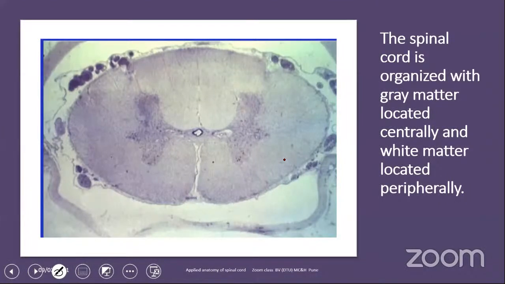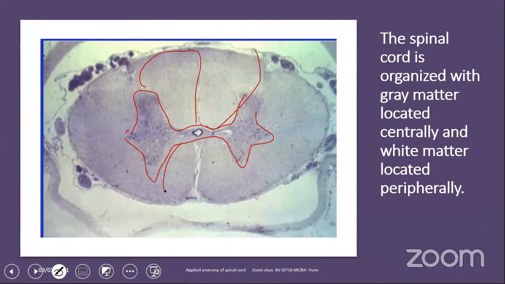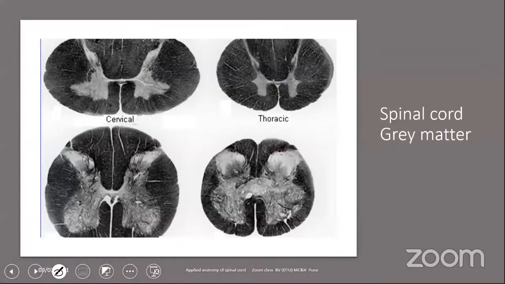The spinal cord is organized with gray matter located centrally. This is the central gray matter, and white matter is located peripherally. These are the dorsal columns which you are seeing, the ventral and the lateral. You can see the gray matter distribution in the cervical region, the thoracic region, the lumbar region, and the sacral region. This distribution keeps on changing, and the gray matter is divided into various cell groups based on Rexed laminae, which we'll show you next.